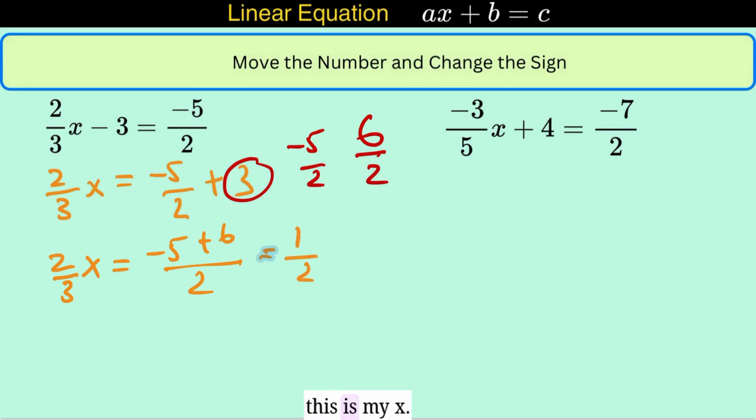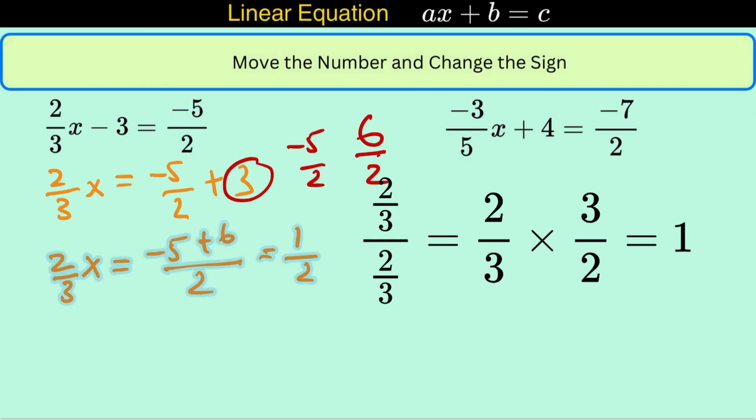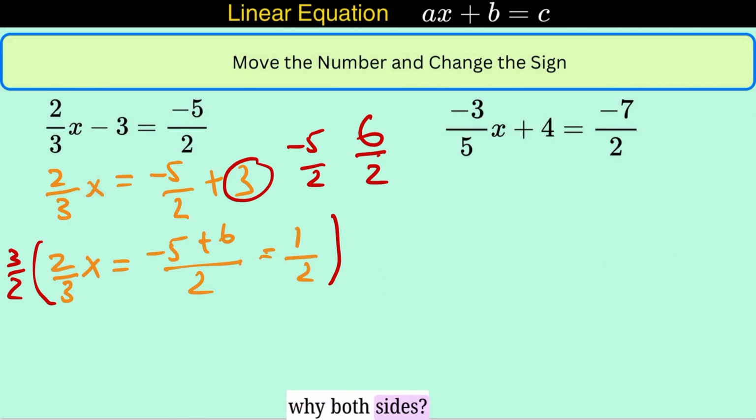Now, this is my x. You cannot leave x like this, so we have to get rid of this fraction. Remember this: if you want to get rid of the fraction, this is where division comes in. What I have to do is multiply by the opposite. See this? So I'm going to multiply the whole thing by 3 over 2. Remember, both sides. So why both sides? Because this 3 will go with this 3 and be cancelled, then 2 will be cancelled with 2, then I have x left.